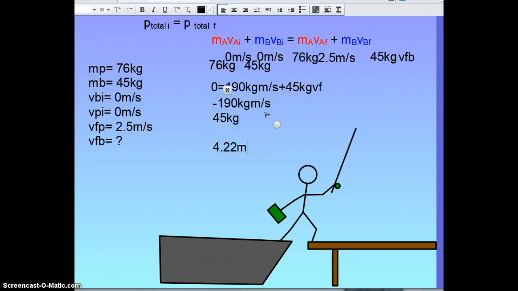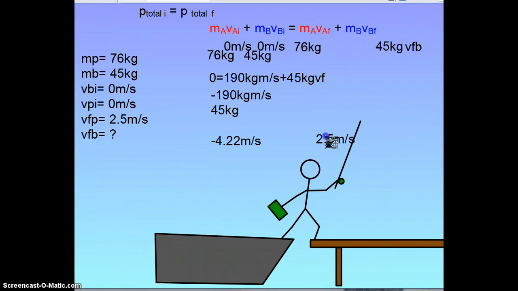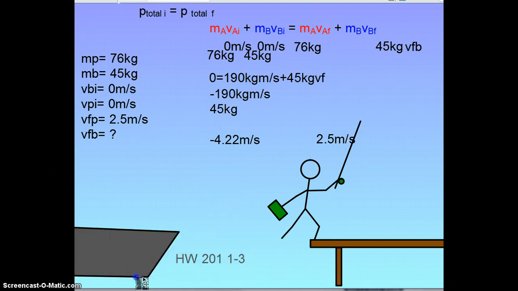4.22 meters per second. But it is going the opposite direction as Bob. Therefore, it's a negative. Notice his direction, we called his direction positive. We have to call the boat's direction negative. It's very, very important that we do that. And then, of course, the boat moves.